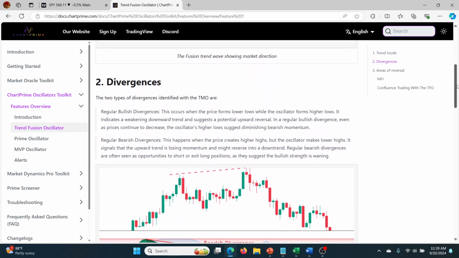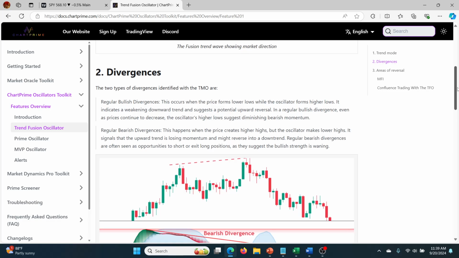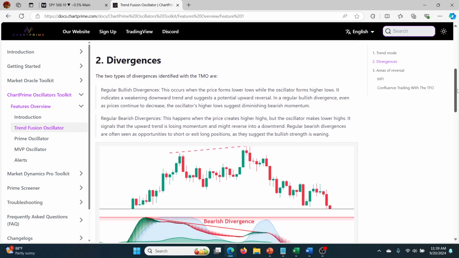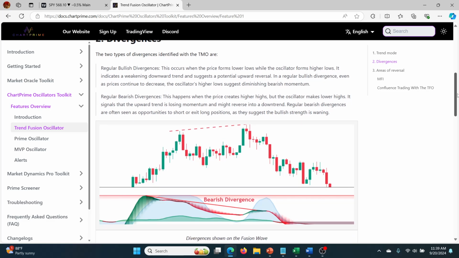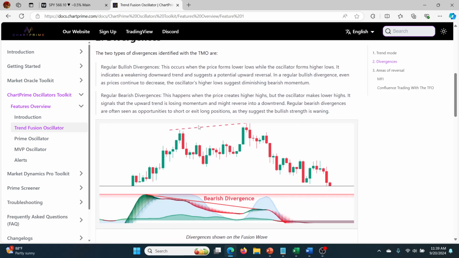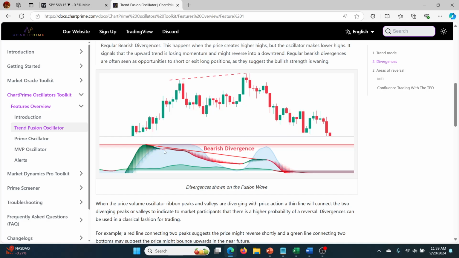Now the divergences are also in here. I talk about divergences a fair bit with these oscillators. It's one of the key things. Remember, with a bearish divergence, you have the price action making higher highs, but you have the oscillator making lower lows. And that's what gives rise to this line that appears, which is bearish divergence. That's predicting a downturn in the price. And you can see in their example here that that's kind of what happened. We have a bearish divergence appear around here, and then we had a sell-off all the way down here.